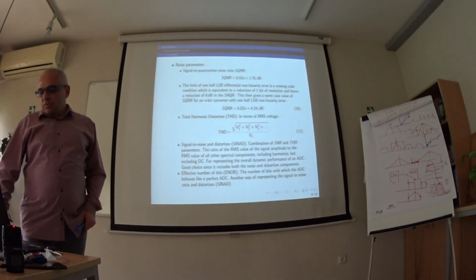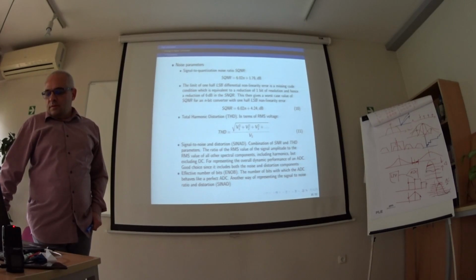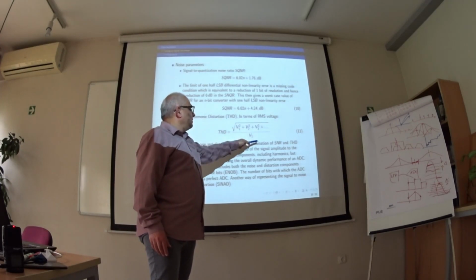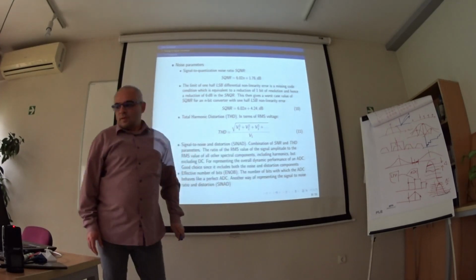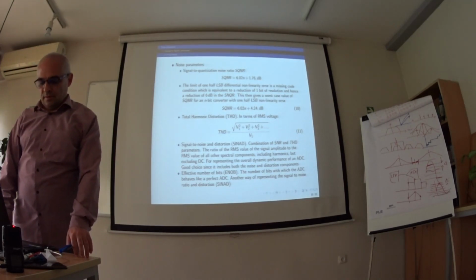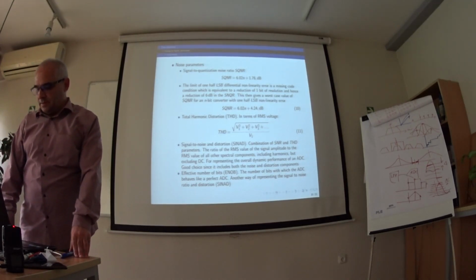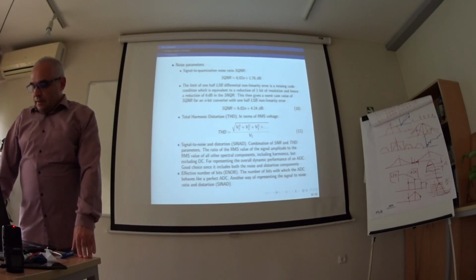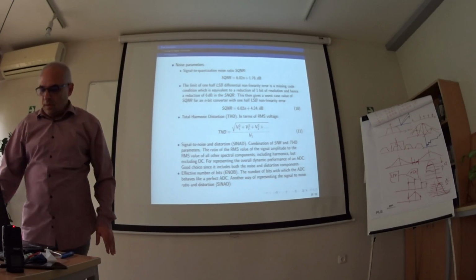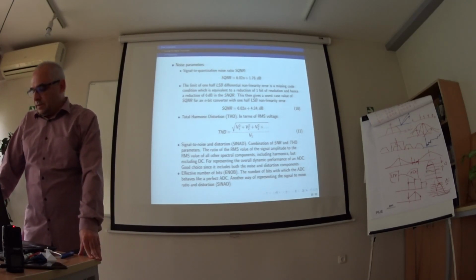Total harmonic distortion. This is the root mean squared of all harmonics divided by the first harmonic. Here we talk about not DC, but with AC signal. And the signal to noise distortion, it combines signal to noise ratio and total harmonic distortion.